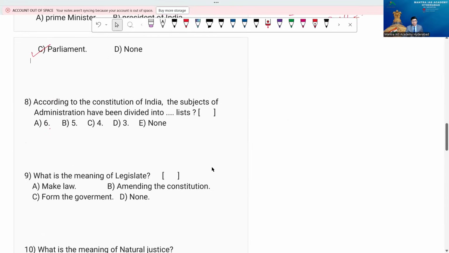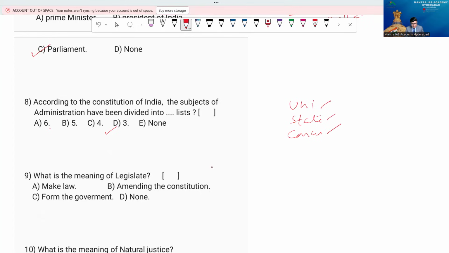According to the Constitution of India, the subject of administration has been divided into how many lists? Friends, this is what you say. We have 3 lists: Union list, State list, and Concurrent list. So the option is 3 lists, beta.